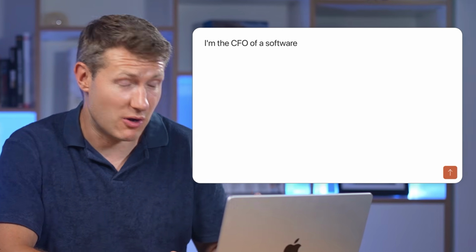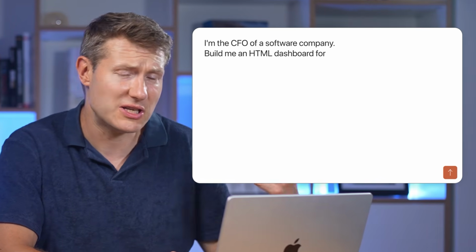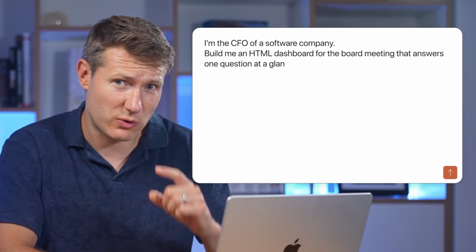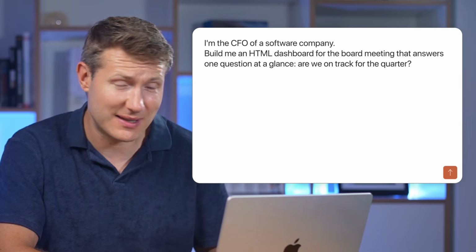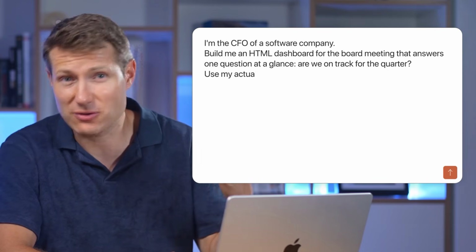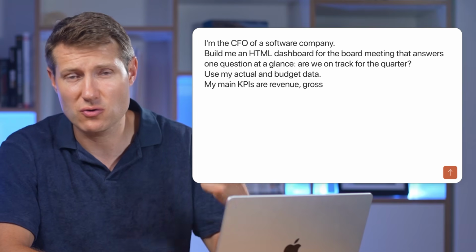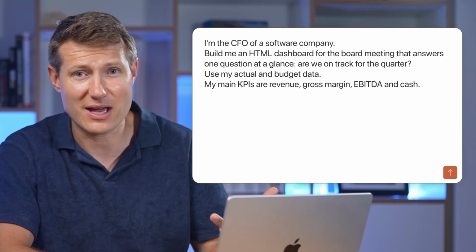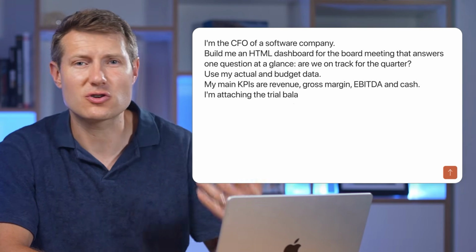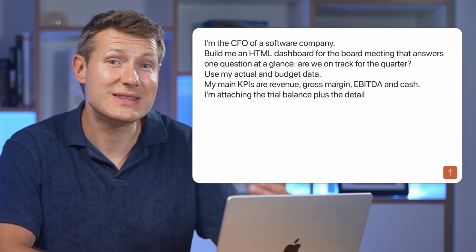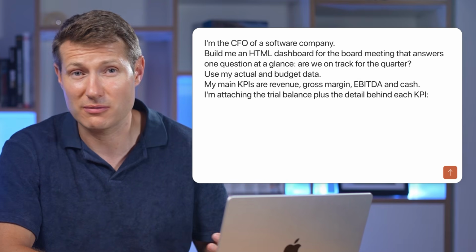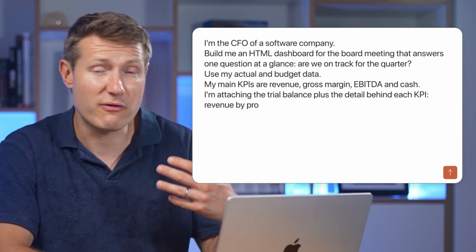So I explain that I'm a CFO, that I want to build an HTML dashboard. I want to answer one question: are we on track for the quarter? And that's why I always need my actual data and my budget data. And for my main KPIs, which are the revenue, the gross margin, the EBITDA, and the cash, I will give, of course, the trial balance, but I will also give the details behind. So for example, for revenue, I will give the revenue by products.